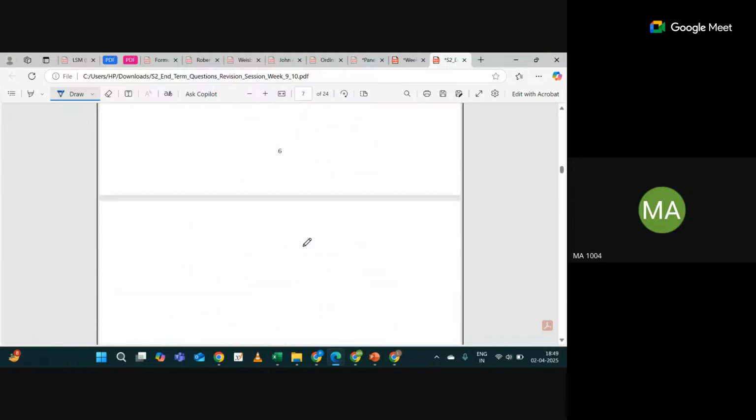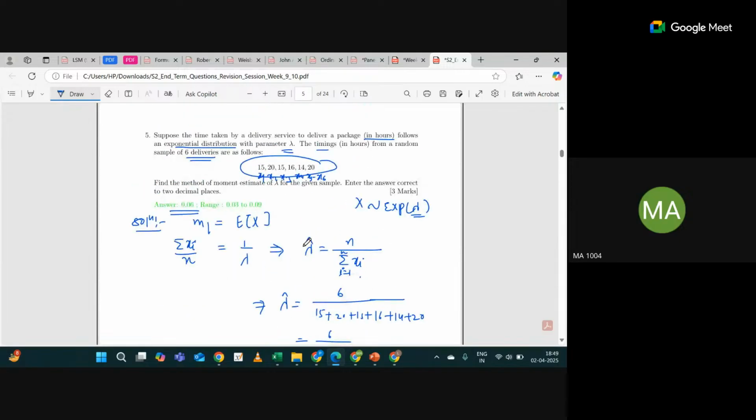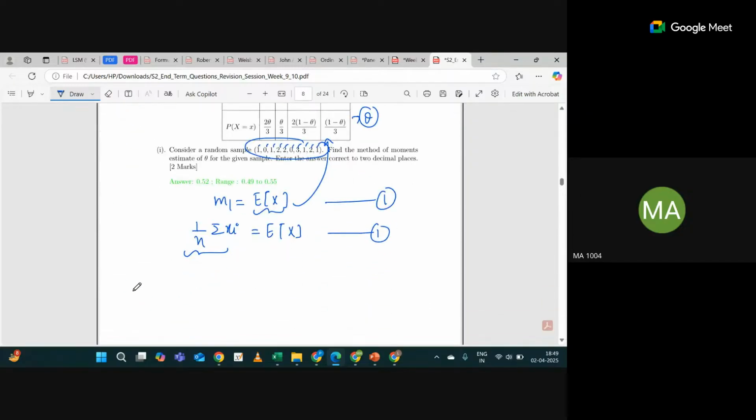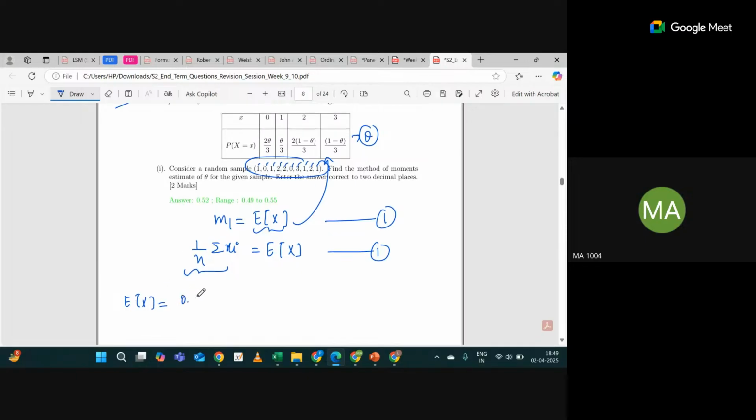See, in the previous question, it was given that the samples are from exponential lambda. Then we know the expected value of exponential lambda is 1 by lambda, and I can directly find the mean. But here it's not given. We have to calculate the expected value of X. What will be the expected value of X here? It will be 0 into 2 theta by 3, plus 1 into theta by 3, plus 2 into 2 times (1 minus theta) by 3, plus 3 into (1 minus theta) by 3.